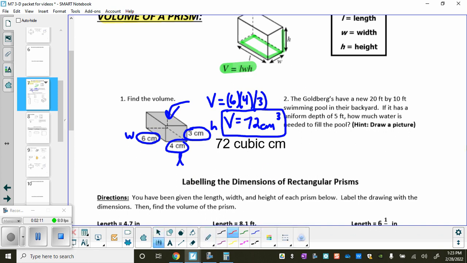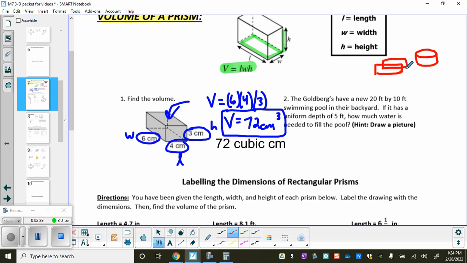All right, cool. Now let's take a look at the second question here. For number 2, the Goldbergs have a new 20-foot by 10-foot swimming pool in their backyard. If it has a uniform depth of 5 feet, how much water is needed to fill the pool? One thing I want to point out is that for swimming pools, there are swimming pools like the above ground kind that are cylinders. And then we have the kinds that are in the ground that are rectangular prisms.